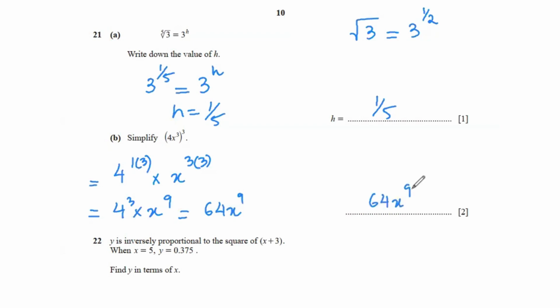In the case we have two similar bases being multiplied, then we add the powers. If the bases are being divided, we subtract the powers.